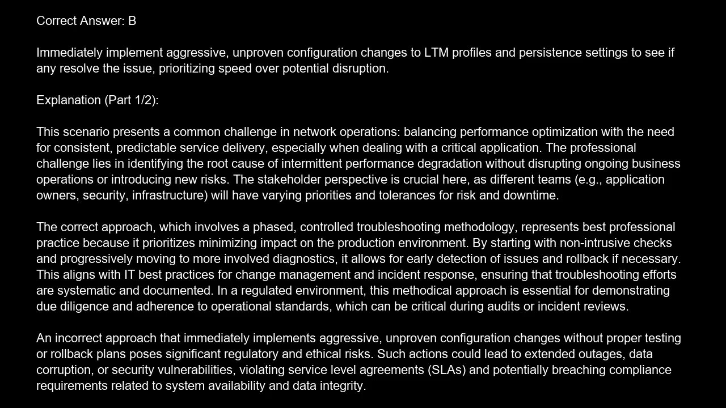This scenario presents a common challenge in network operations, balancing performance optimization with the need for consistent, predictable service delivery, especially when dealing with a critical application. The professional challenge lies in identifying the root cause of intermittent performance degradation without disrupting ongoing business operations or introducing new risks. The stakeholder perspective is crucial here, as different teams, e.g., application owners, security, infrastructure, will have varying priorities and tolerances for risk and downtime.